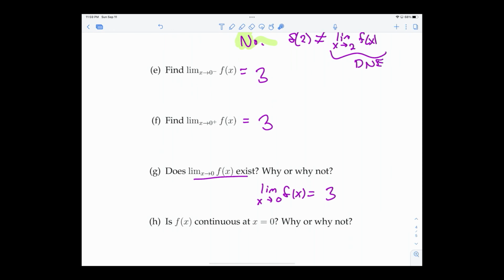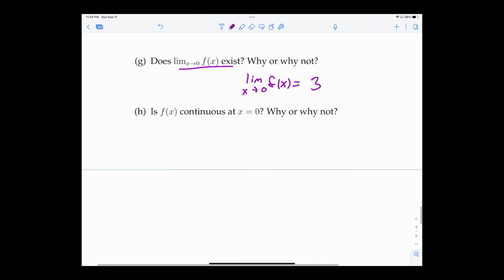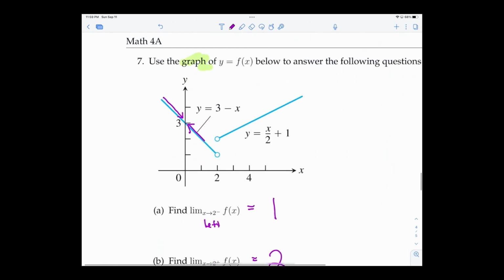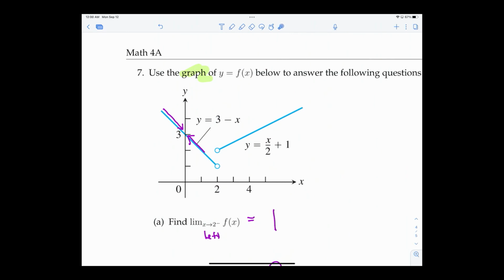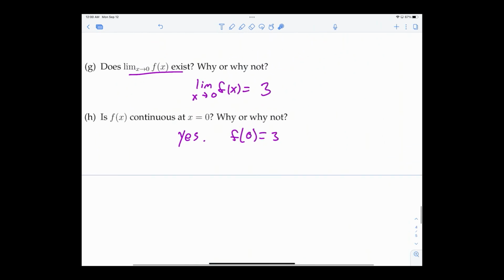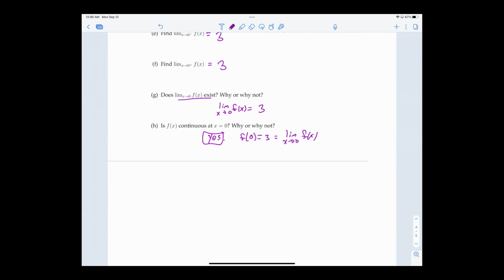If these two are equal, then it's this one. I'm not going to write that. Is f of x continuous at x equals 0? Yes. Because f of 0 is also 3, right? If you were to look at this graph, you'd go to 0, you'd go up here, right here at 3. F of 0 equals 3, which is also equal to the limit as x goes to 0 of f of x. So yes, it is continuous.